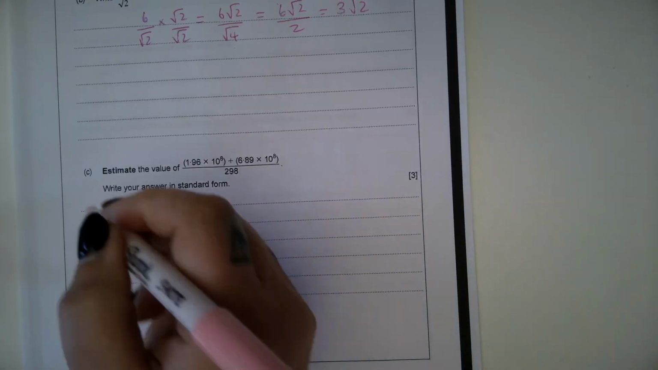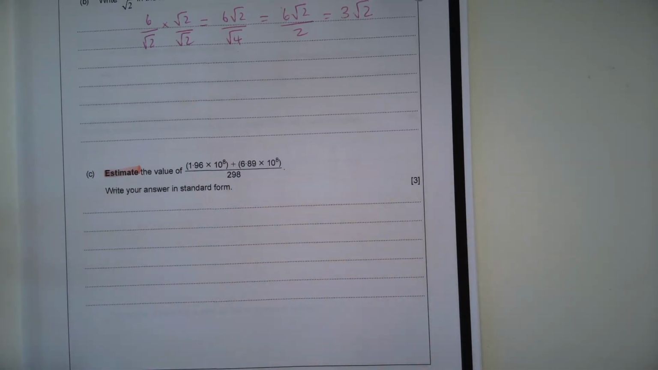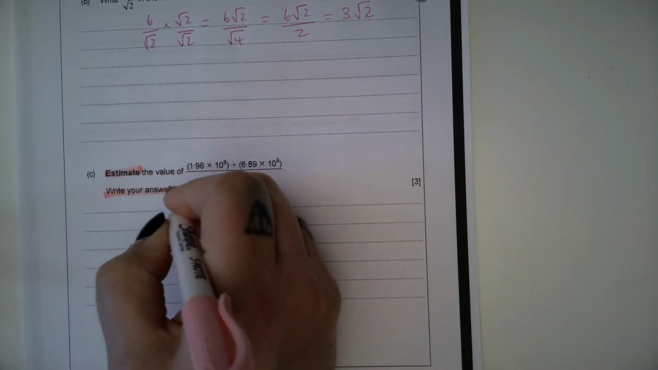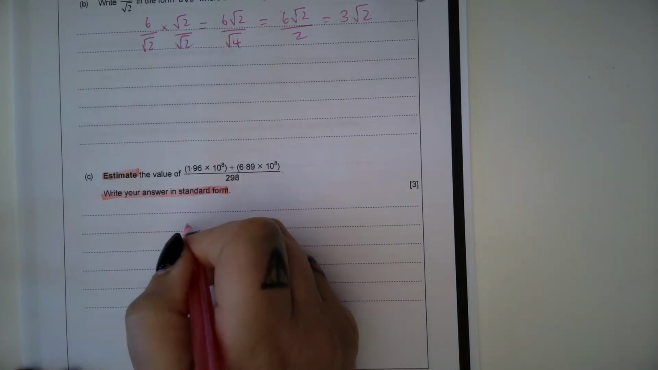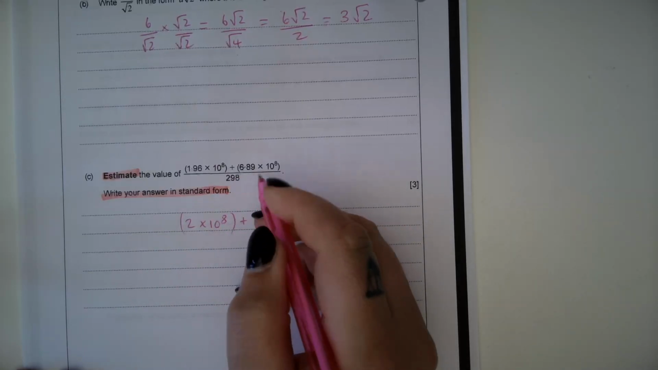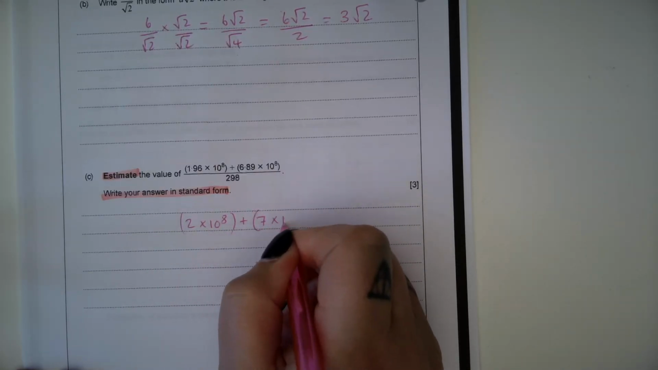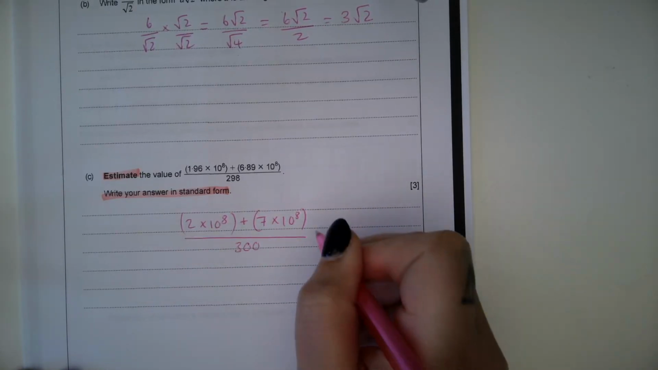Okay, part C. Estimate the value of this sum and write your answer in standard form. So the good thing about estimation questions is we can round everything to one significant figure to make our lives easier. So 1.96 I'm going to round to 2. 6.89 I'm going to round to 7. And then 298 I'm going to round to 300.